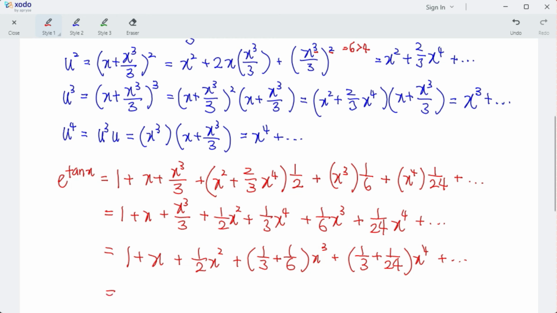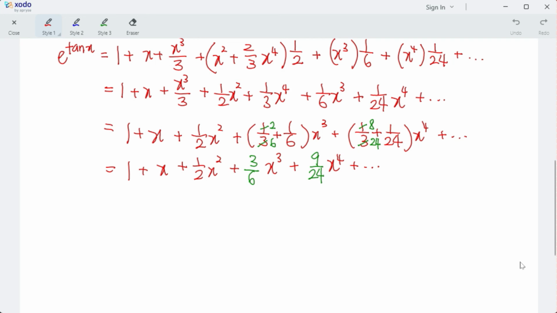So this is equal to 1 plus x plus 1 over 2 x squared plus, so we have 3 times 2 is equal to 6. So 1 times 2 is 2. 2 plus 1 is 3. So we have 3 over 6, and this is for the term x to the power 3. And for the next one, we have 3 times 8 is 24. So 1 times 8 is 8. 8 plus 1 is 9. So we have 9 over 24 here, and this is for the term x to the power 4.